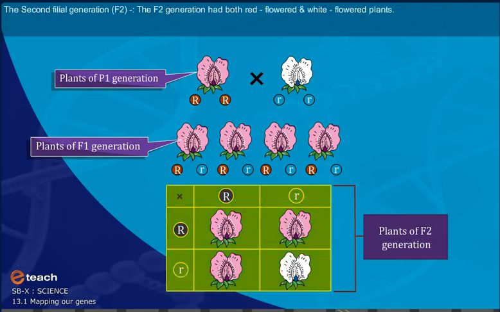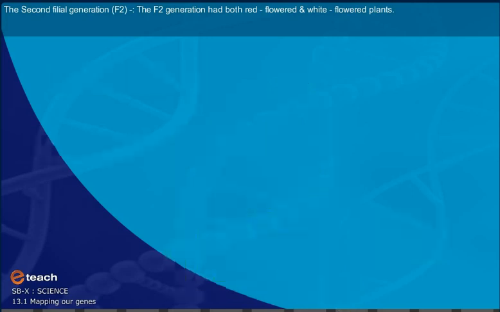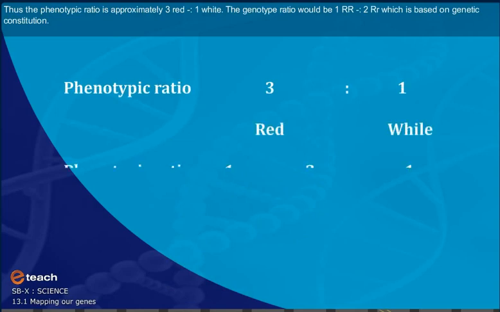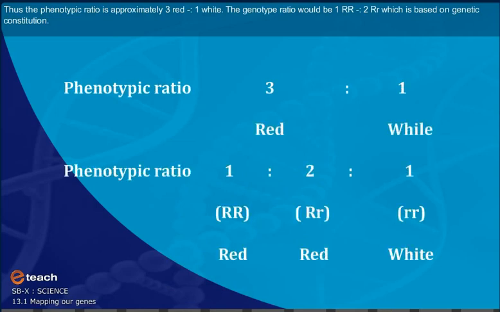The second filial generation, F2. The F2 generation had both red-flowered and white-flowered plants. Thus, the phenotypic ratio is approximately 3 red to 1 white. The genotype ratio would be 1 RR to 2 R small r to 1 small rr, which is based on genetic constitution.